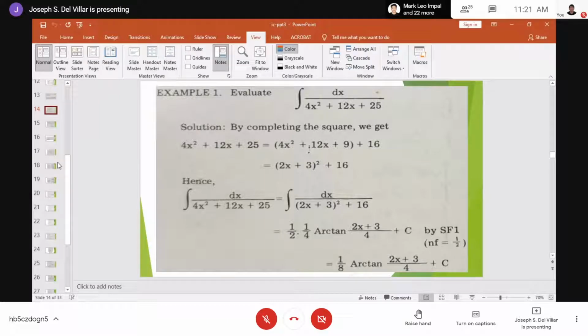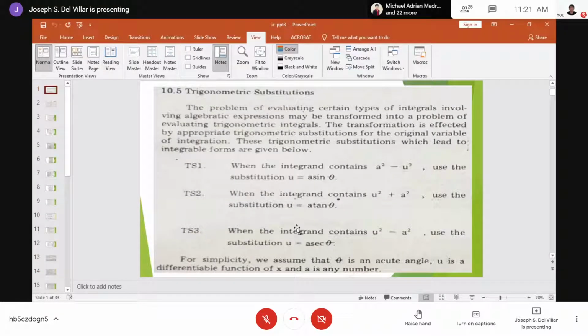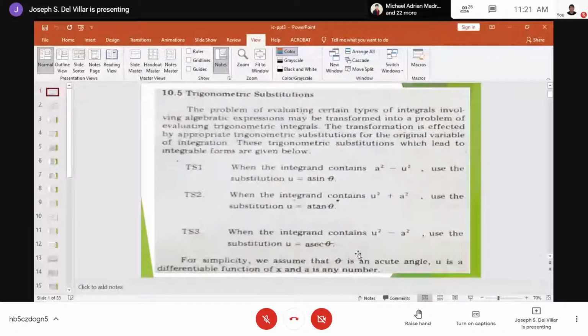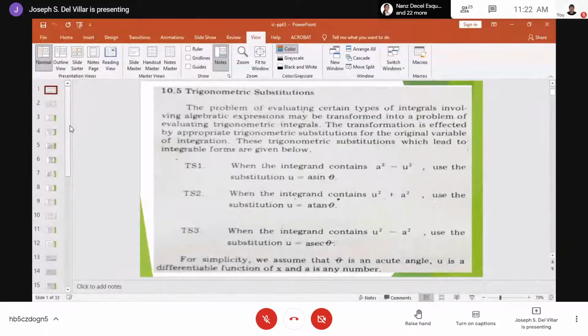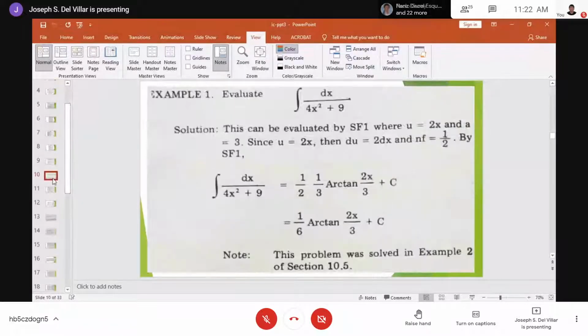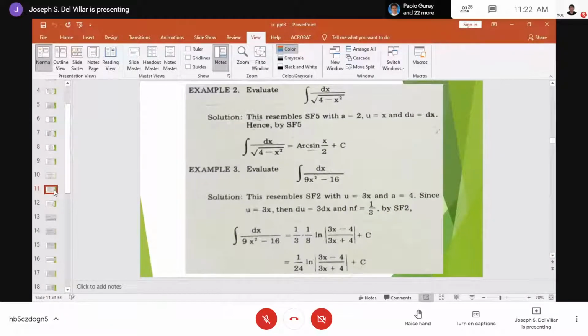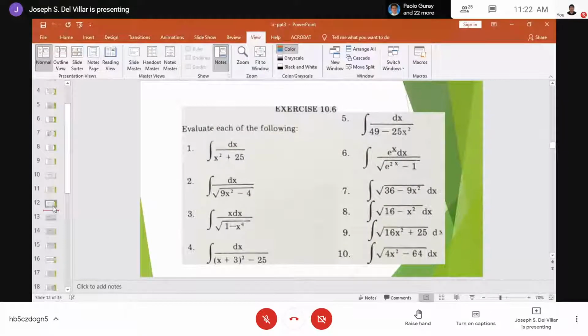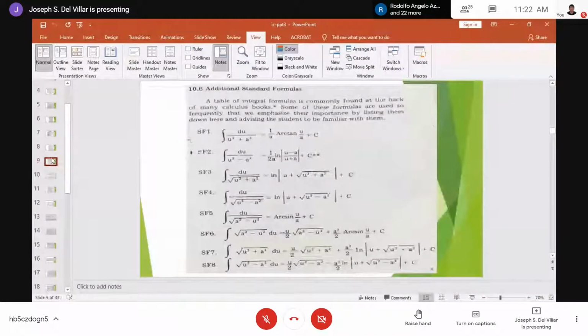Okay, so eto, no? So kung by substitution, gagawin niyo let u or let x be equal to a tangent theta. Okay, or using the standard formula. Okay, so ito yung number 1.